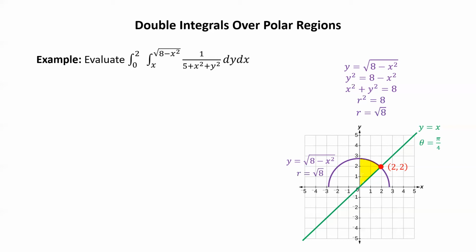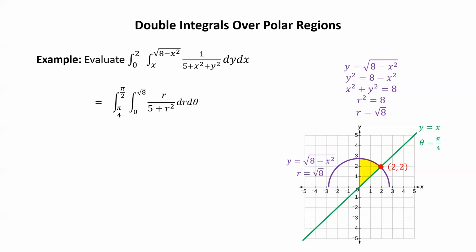So again, the equation of the line in polar is theta equals pi over 4, and the equation of the circle in polar is r equals root 8. So now we could change the integral into an iterated integral in polar. The theta limits are going from theta equals pi over 4 to theta equals pi over 2, being the positive y-axis. And r is going from 0 to root 8. Notice that it starts at 0 because the region touches the origin, and it goes to the equation r equals root 8, which is the equation of the circle.